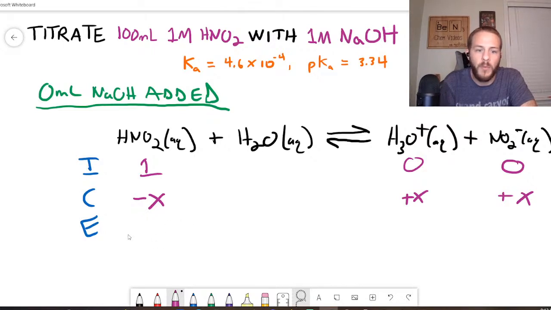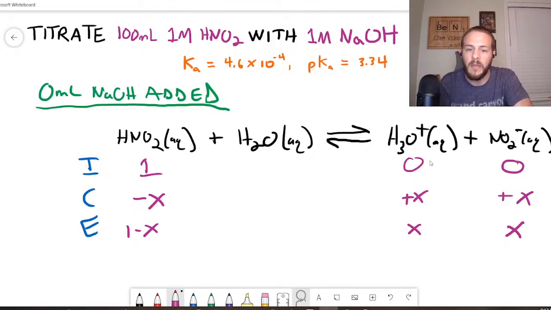And so at equilibrium, for HNO2 we have 1 minus X. For the H3O plus, we have X, and we also have X for the NO2 minus, right? So now we have expressions of all of the chemical species in this equation at equilibrium in terms of X. So now what we need to do is equate the equilibrium constant to the concentrations of the products divided by the concentrations of the reactants in terms of X. So how do we do that?